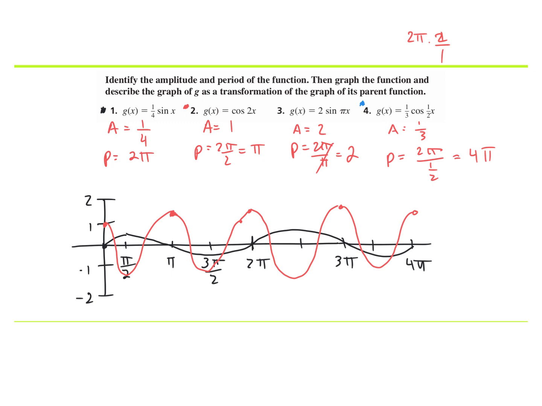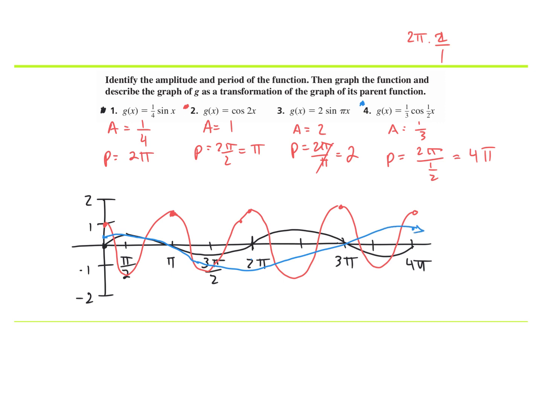Now for number 4, we're going to have an amplitude of a third. So it's going to be about up here. And it's cosine, so every 4 pi is a full rotation. This is just going to start here and end right here. So it's going to be up. It's going to hit 0 about pi. Going to go down here. Going to hit 0 around 3 pi. And it's going to go there.